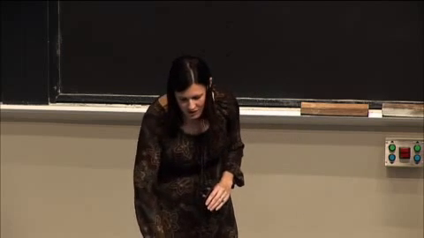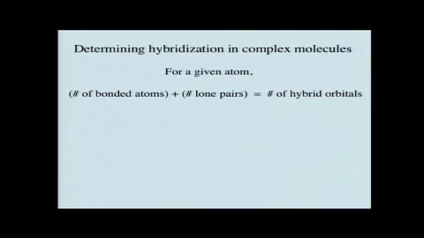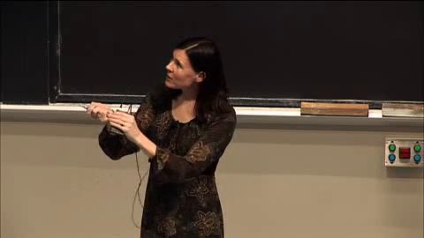All that you need to do is think about, for the given atom that you're looking at, what you want to do is add up the number of atoms that are bonded to your central atom, or the atom you're considering, and add to that the number of lone pairs. And what you end up with is the number of hybrid orbitals that you need.